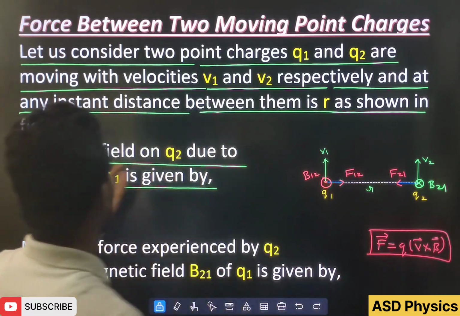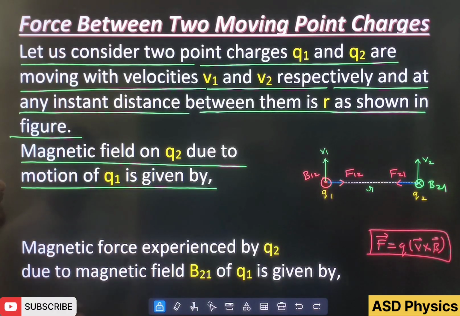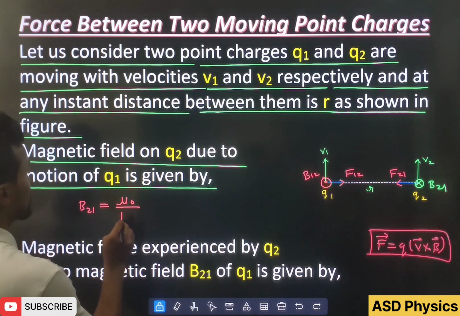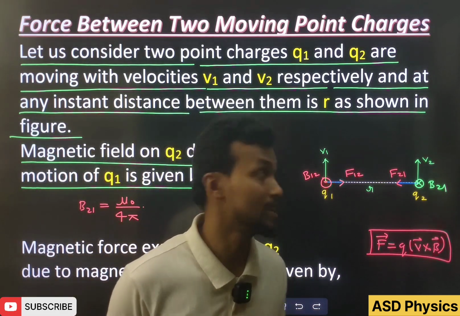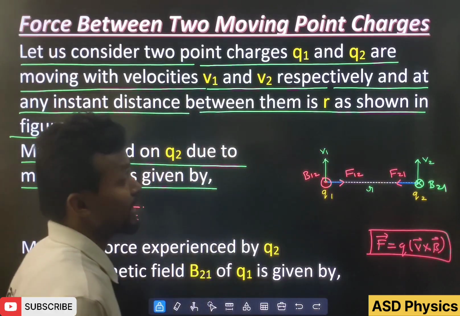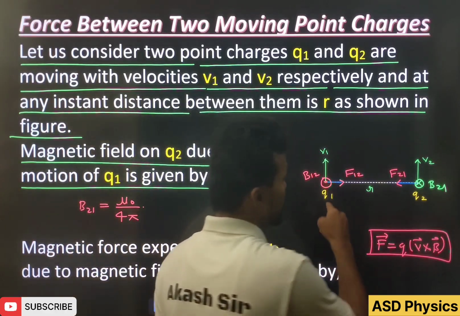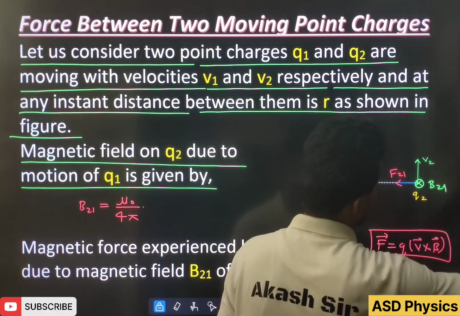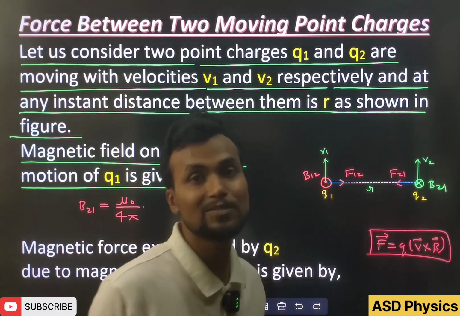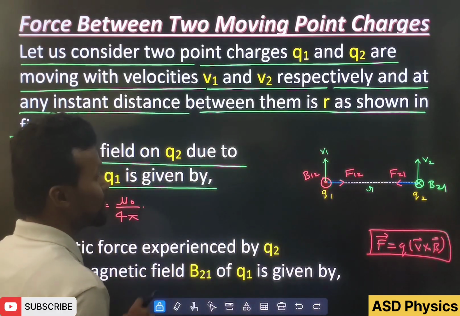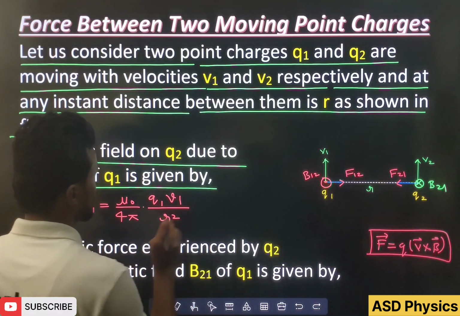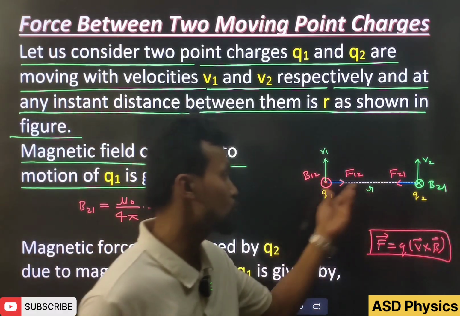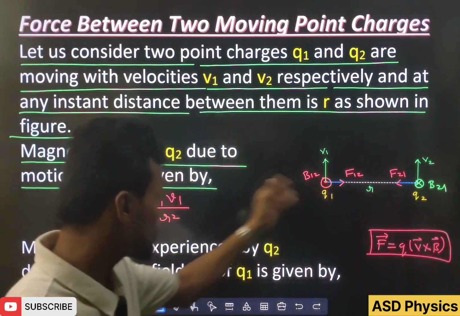So the magnetic field on Q2 due to motion of Q1, that means B21, is given by mu naught by 4 pi, and remember, magnitude we are writing QV sin theta by R square. The angle between the position vector and the velocity: position vector is along the x direction, velocity along the y direction. X and y axis make how much angle? 90 degrees. So mu naught by 4 pi into Q1 V1 by R square. This is the magnetic field on 2 due to motion of charge one.